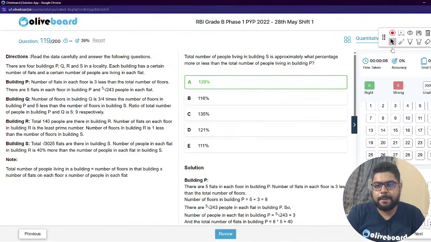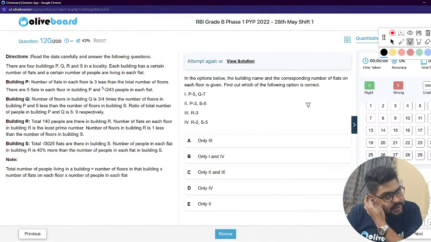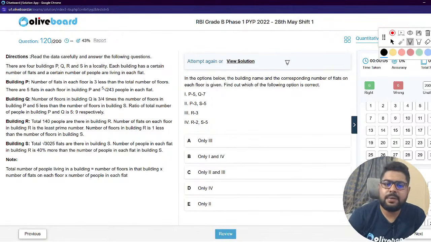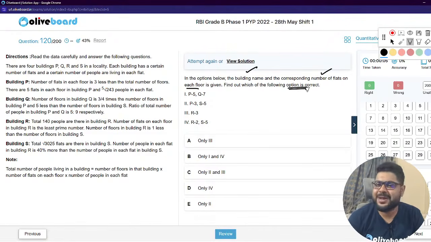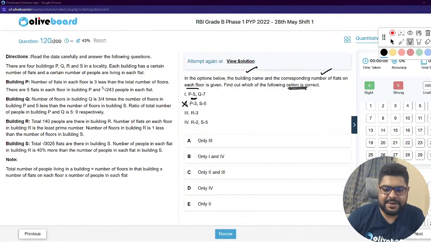Okay sir, let's go to the next question. Sir, the building name and the corresponding number of flats on each floor is given. Which of the following options is correct? Sir, we will have to check this by looking. P had 5 flats, yes. P was not 3 flats, sir. Let me just check this once. P had 5 flats, that's for sure, not 3.